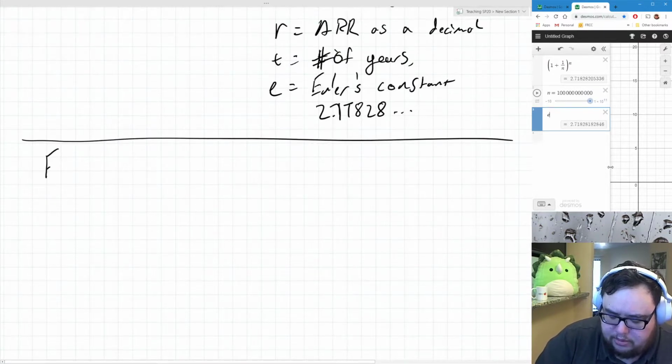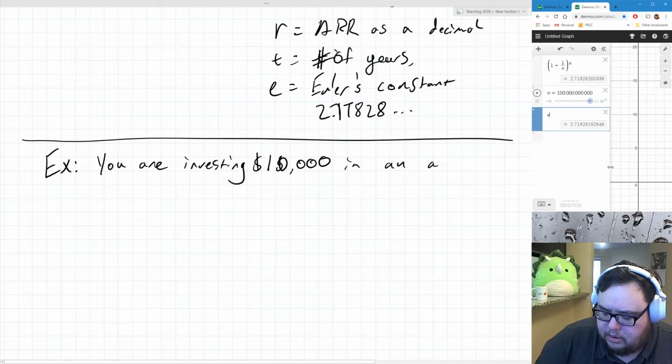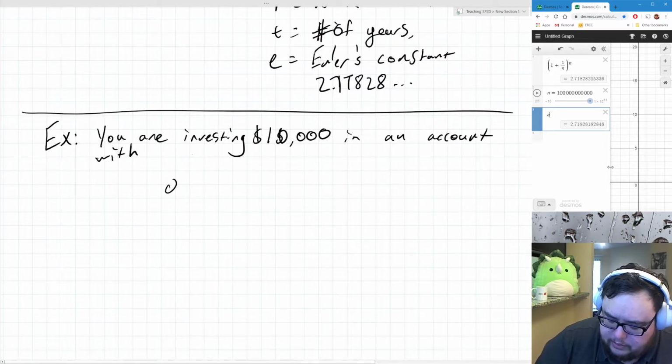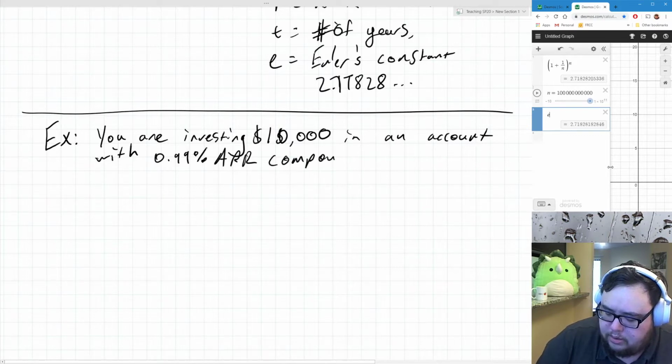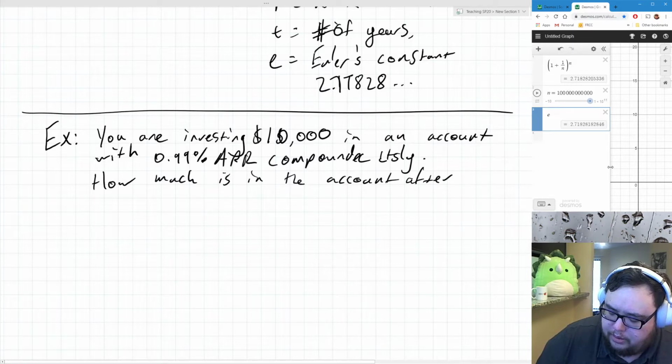So let's take our previous example. You are investing $10,000 in an account with 0.0099, or sorry, 0.99% APR, compounded continuously. How much is in the account after 20 years?